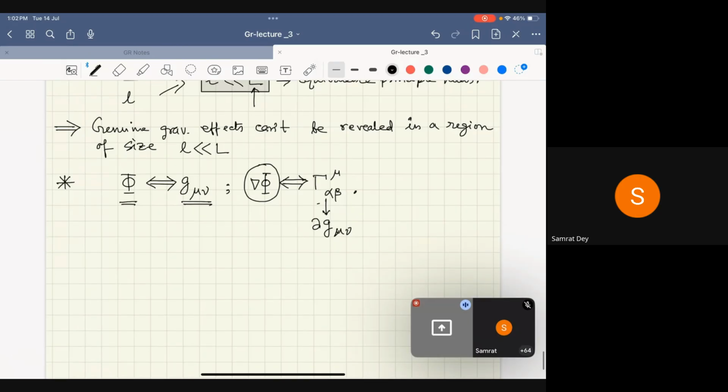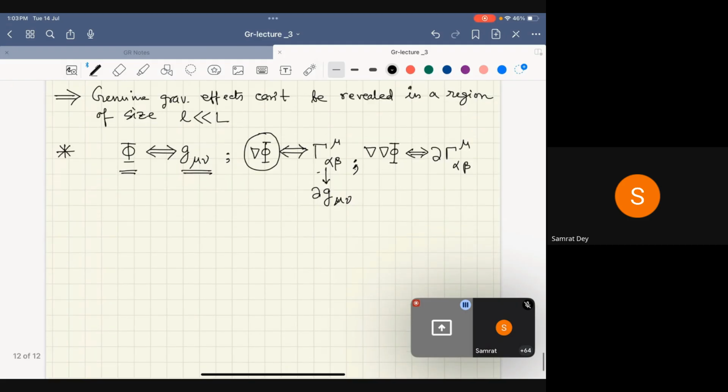And therefore, any change in the Christoffel symbols will lead to del of del phi. So the change in the gravitational potential at second order is going to give you the curvature effect, or the effect of real gravity, because the gradient of phi is related to the acceleration due to gravity.